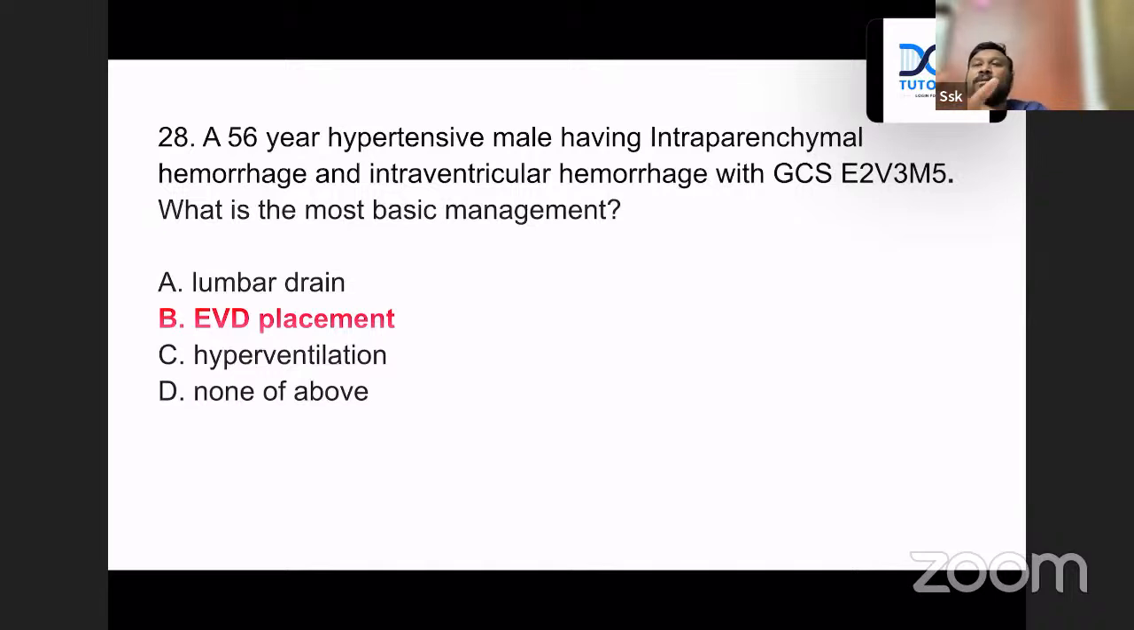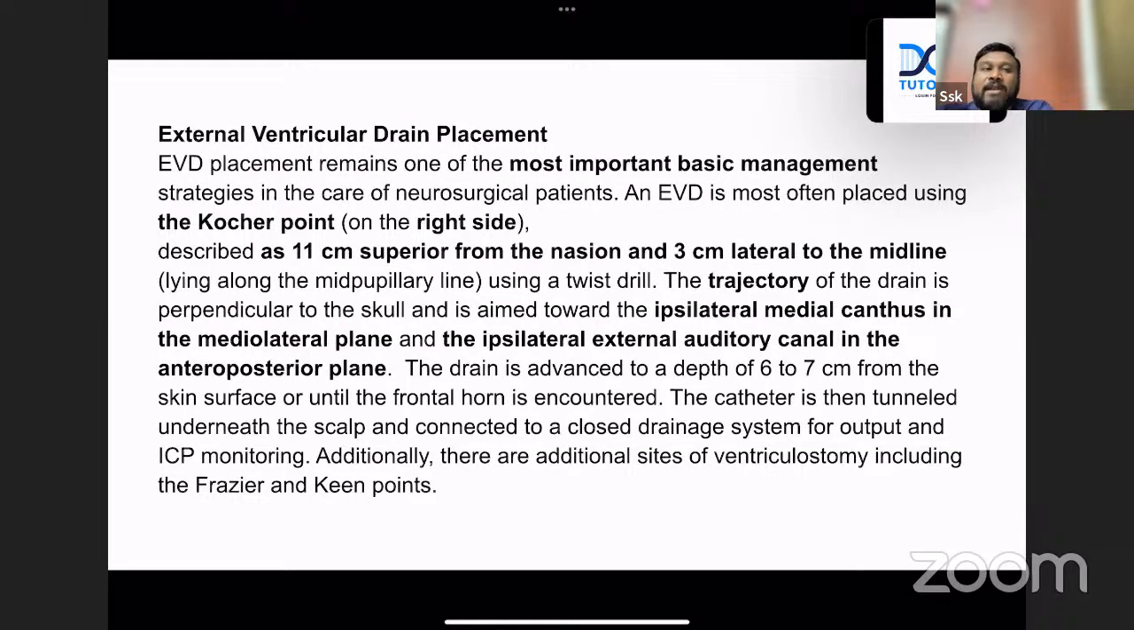Because IVH is going to deteriorate because of an obstructive hydrocephalus, so it is better to do an EVD. So regarding EVD, the very important thing that you have to remember is the Kocher's point. The Kocher's point has been described as 11 centimeters superior from the nasion and 3 centimeters lateral to the midline.